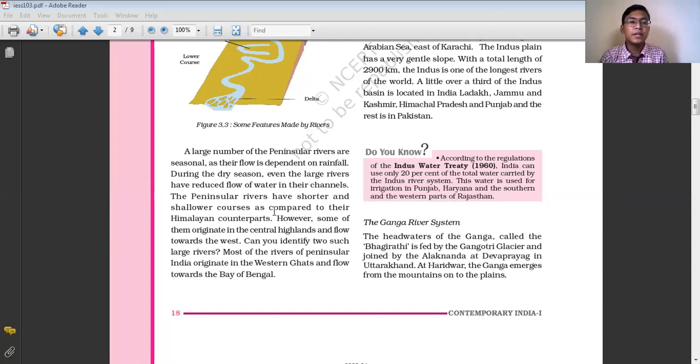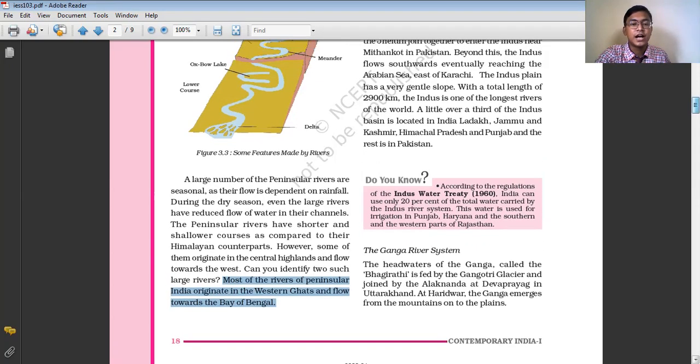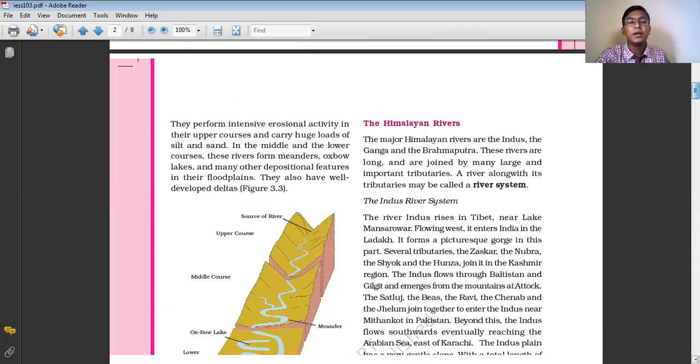So most of the peninsular rivers drain into the Bay of Bengal, and the only exceptions are the Narmada and the Tapi, the two rivers which drain into the Arabian Sea. Can you identify these two large rivers which flow towards the west? The Narmada and the Tapi. Most of the peninsular rivers of India originate in the Western Ghats and flow towards the Bay of Bengal.